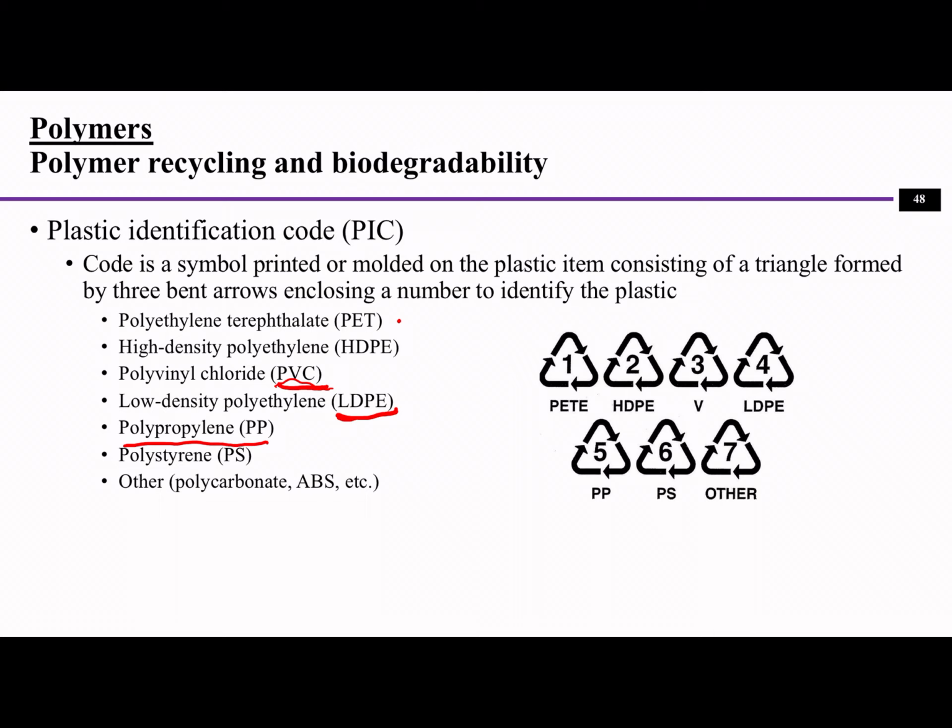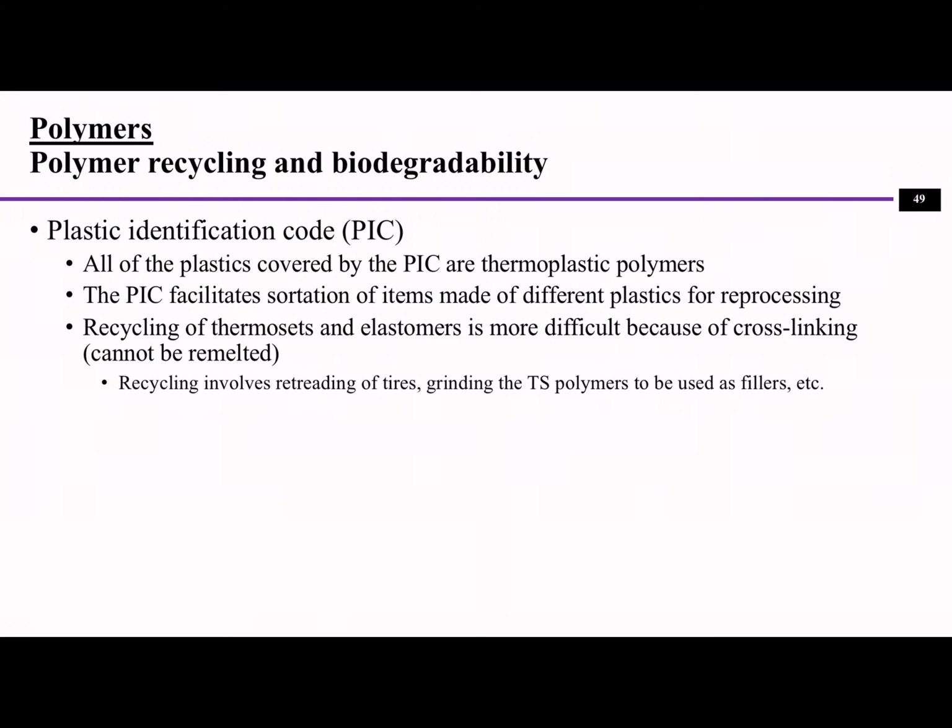Polypropylene, we mentioned that it has been widely used in injection molding, right? And polystyrene, that's the foam. And the last category is all the other polymers, which will be in code 7, for example ABS and also polycarbonate. So this is why recycling of plastics has been difficult.